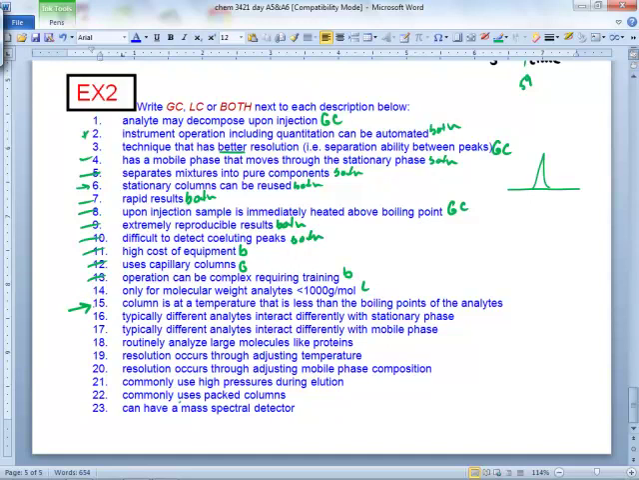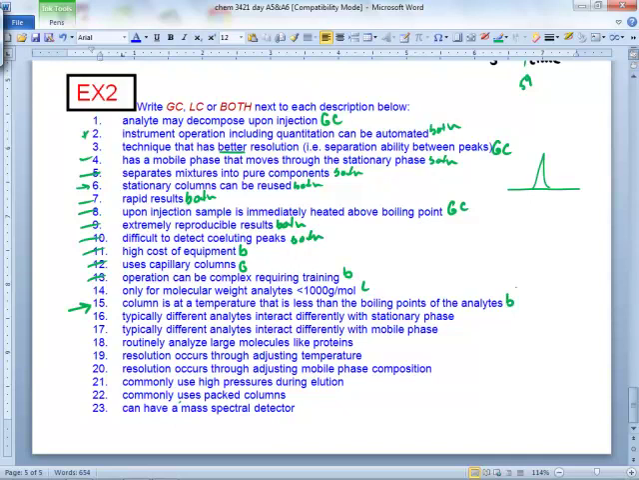Column is at a temperature that is less than the boiling points of the analytes. LC? Could it work for GC? It's a common misconception. I've dealt with it more than once with instructors and faculty. Once you vaporize it, it's a gas. It's going to blow through the column. You don't need to keep it really hot all the time. You can lower it as much as you want just so it doesn't condense into a liquid. If you keep it moving, it'll be fine. So it's both.